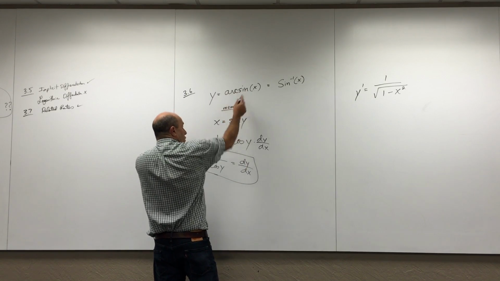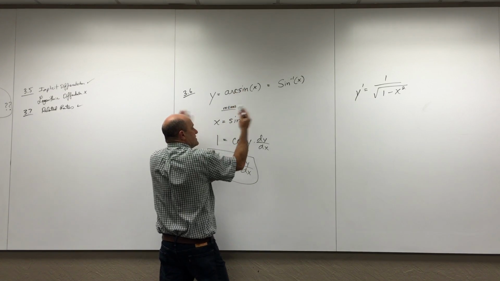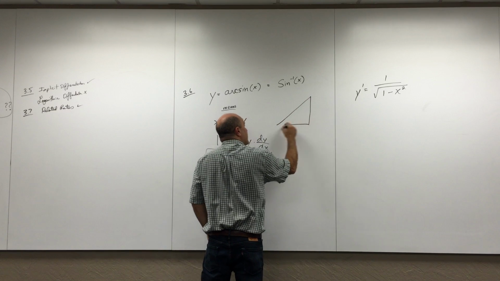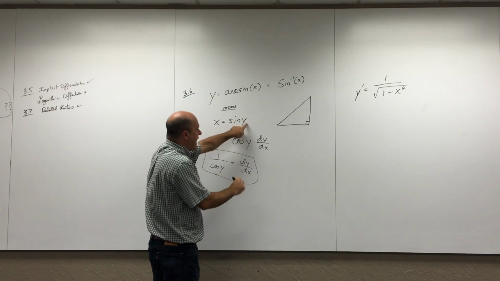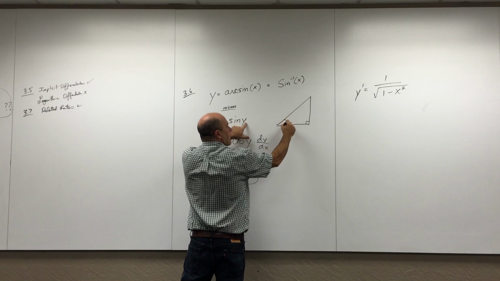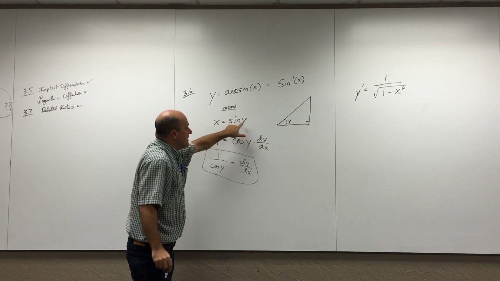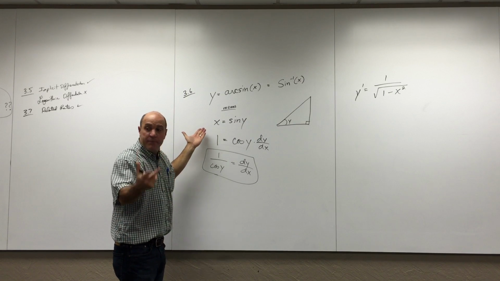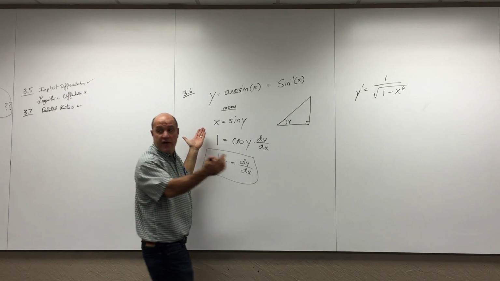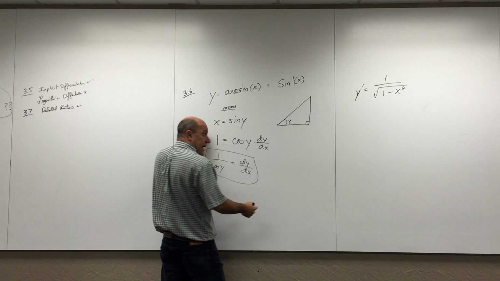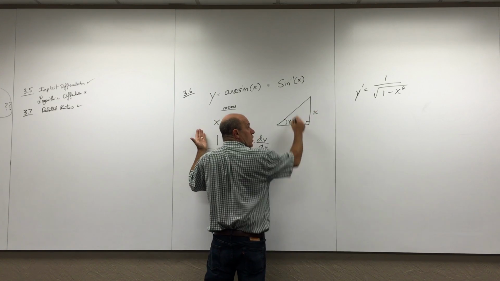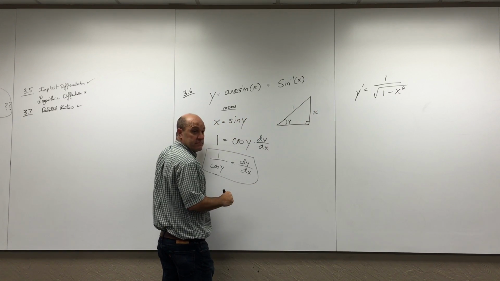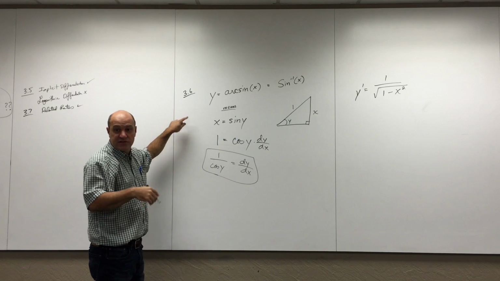Both of these say that there is an angle y, and the sine of that angle y is x, which is opposite over hypotenuse. That's because it's sine, and it's x. So I'm going to put opposite over hypotenuse, because it's x, which is like x over 1.